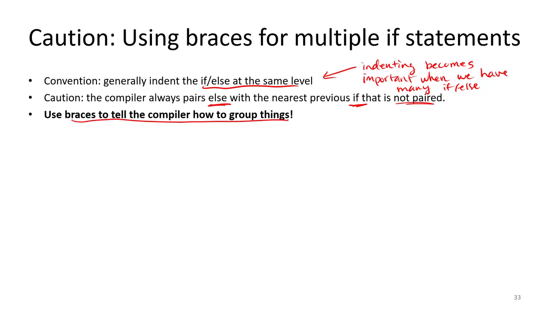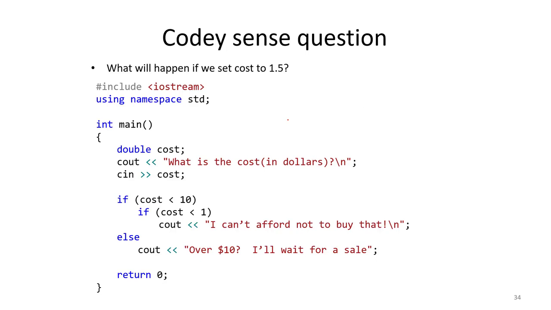Let's take a look at an example of this. Suppose I have this program. I have some cost, and what happens if I set cost to 1.5? Take a moment and think about it. What statements will output if cost is 1.5? Let's go ahead and run this program in CLion to see what happens.